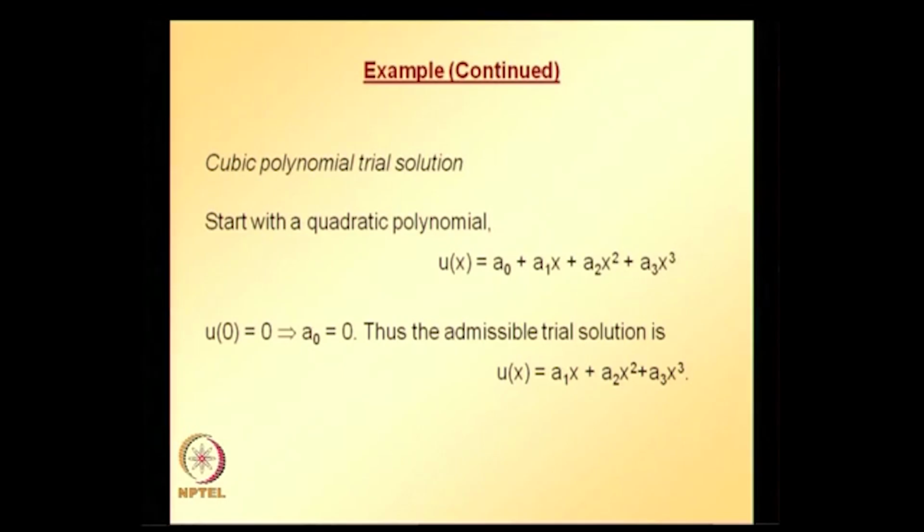Admissible means it has to satisfy the essential boundary condition, and you impose that. You take this trial solution and substitute x equal to 0, which leads to the condition that a0 is equal to 0. So the admissible trial solution becomes u is equal to a1x plus a2x square plus a3x cube. Okay. So now your job is to find a1, a2 and a3. We will take this admissible trial solution and substitute it into the equivalent functional that we already obtained using the various steps involved in the variational procedure.